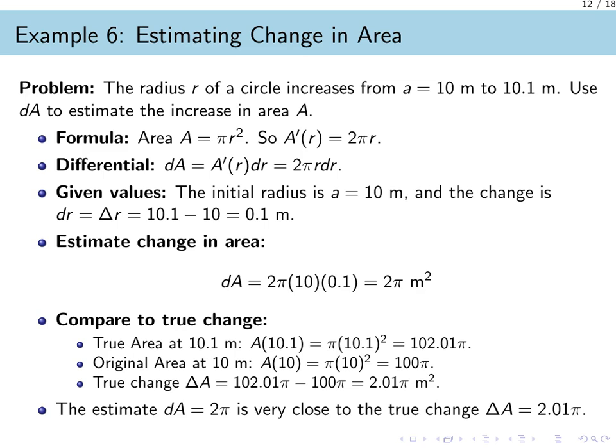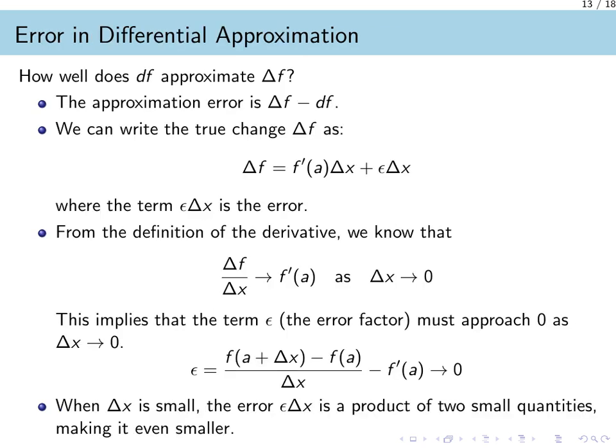To see how good this estimate is, we can calculate the true change, delta A. The new area is pi times the quantity 10.1 squared, or 102.01 pi. Subtracting the original area of 100 pi gives a true change of 2.01 pi. Our estimate is incredibly close to the exact value, demonstrating that differentials provide a fast and accurate approximation. Now let us analyze how well our differential estimate, dF, approximates the true change, delta F.